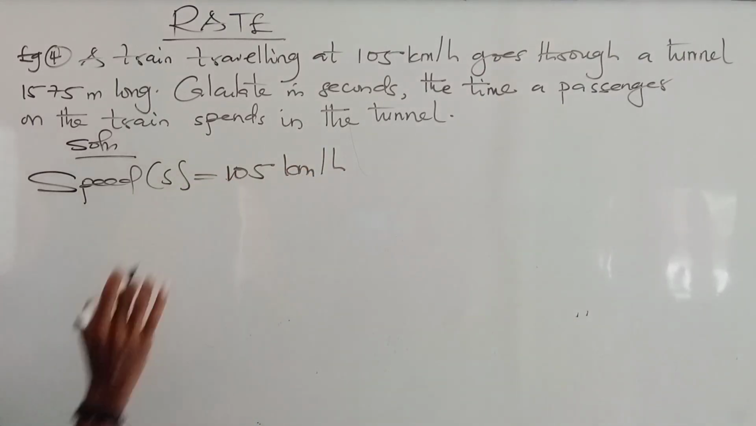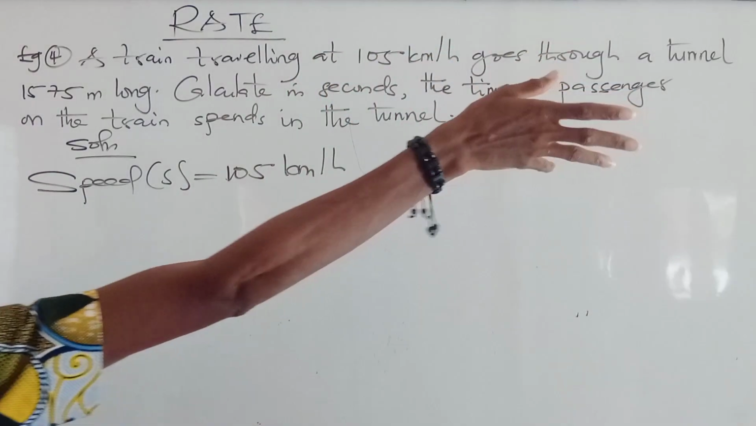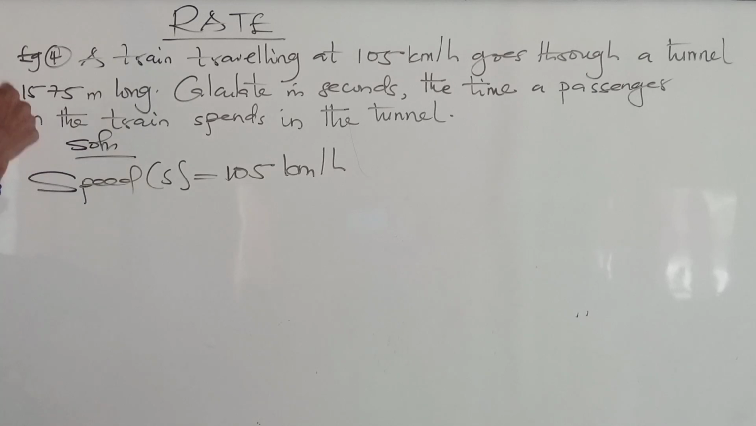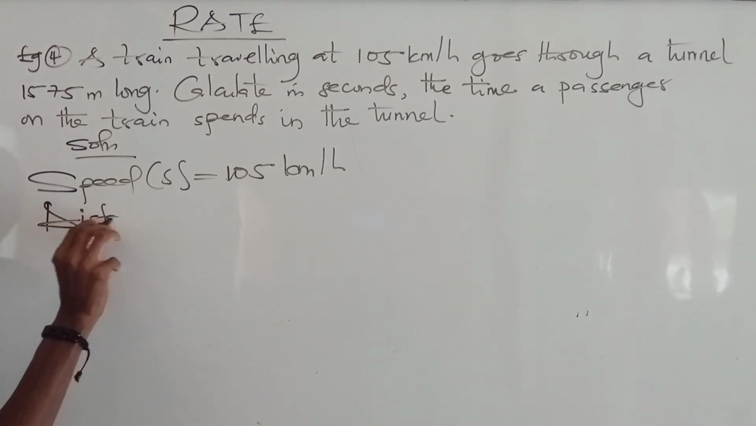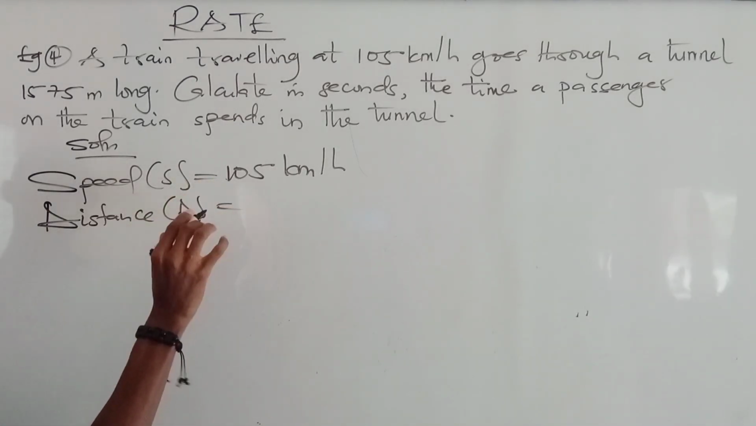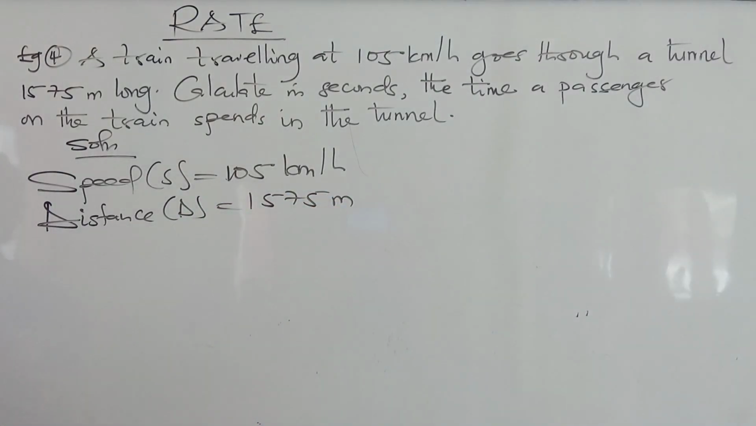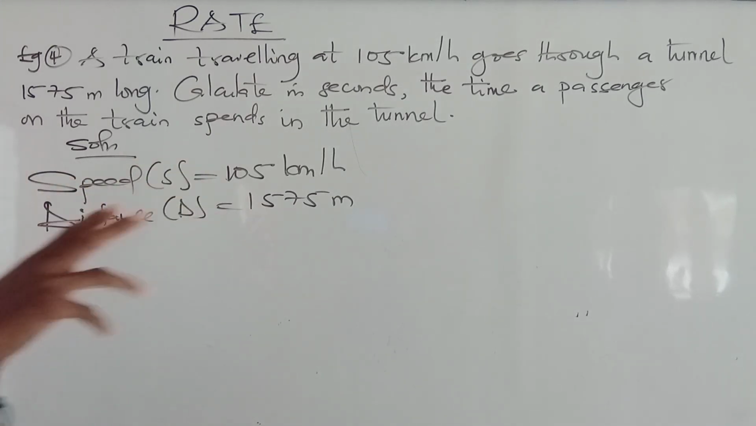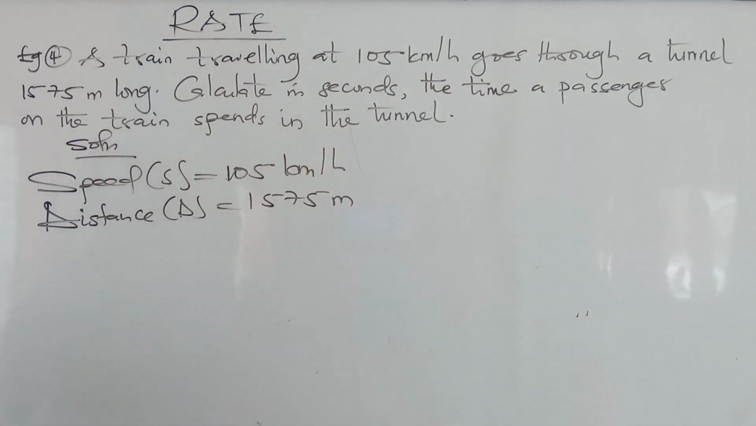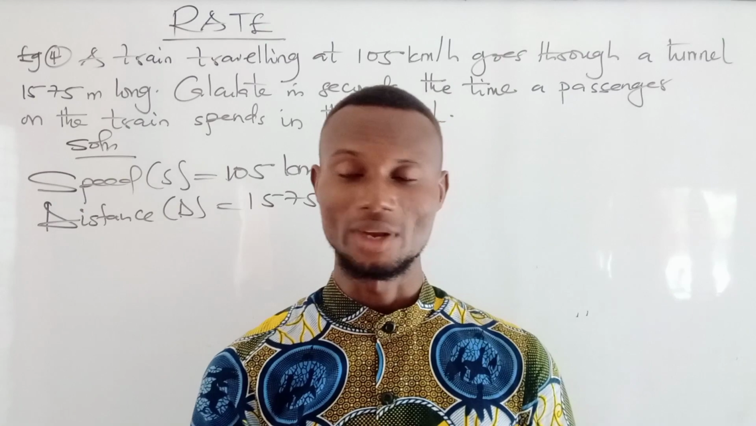Okay, so that's our speed given, and it says that a train traveling at 105 kilometers per hour goes through a tunnel which is 1,575 meters long. So that is our distance. I hope you agree with me. So I'm going to write the distance down. Write your distance in full: D equals 1,575 meters. It says calculate in seconds the time a passenger on the train spends in the tunnel. So we are going to calculate for the time, in seconds.